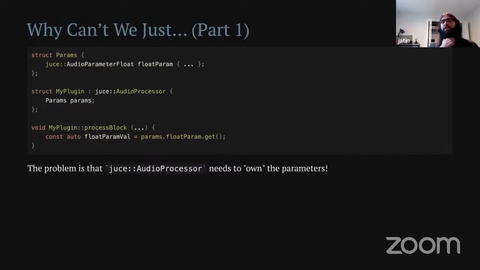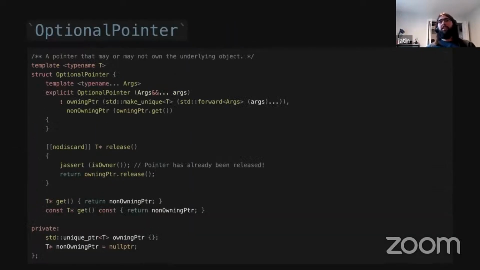And the reason why you can't just do this as the code is written here is because the JUCE audio processor needs to own the parameters. Because this float parameter here is like a local variable, it's going to get deleted when the parameters struct goes out of scope. And so when the JUCE audio processor tries to delete the parameter as well, you're going to get your double delete problem. So you can't do this directly, but there is another way that we can make this happen.